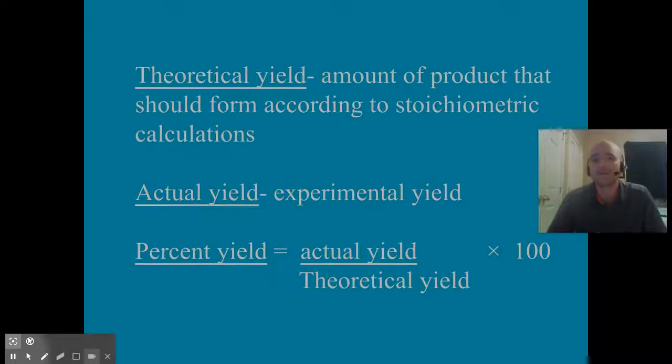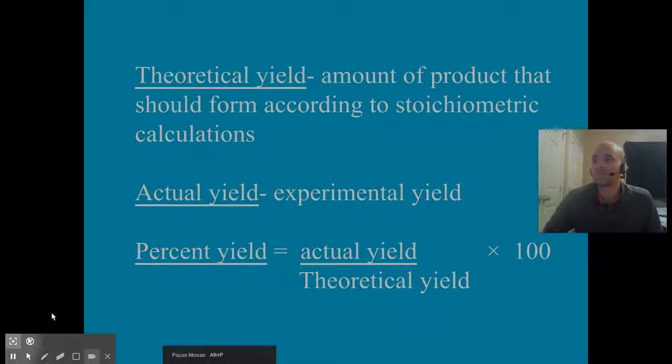That's the theoretical yield. The theoretical yield is the amount of product that should form according to stoichiometric calculations. So that's what you would get from your stoichiometry. That's what we calculated in the last screen. The actual yield is what we get in the lab. Now we'll take the two and see how close they are to each other.